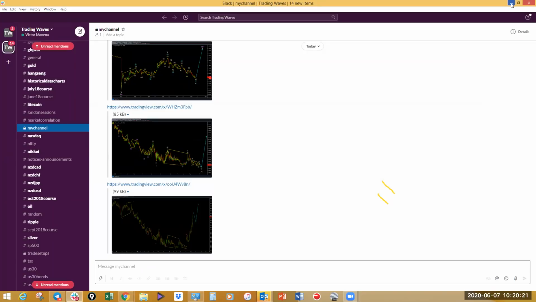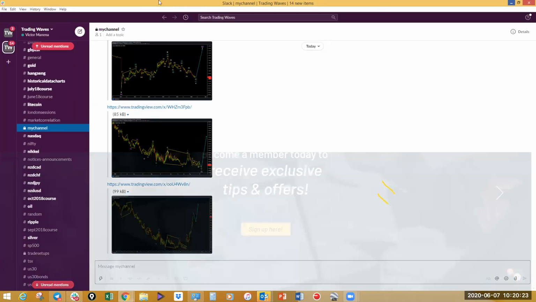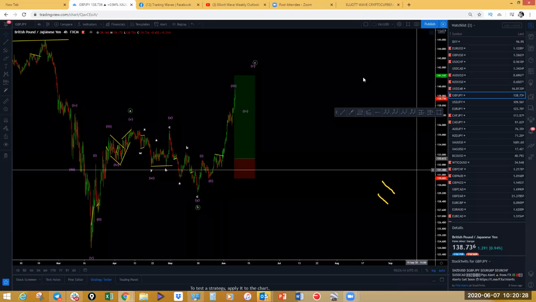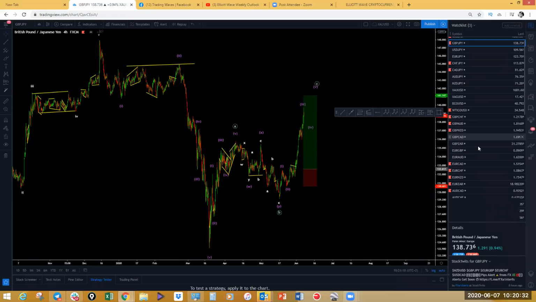Let's now go into the rest of the markets. Let's go through the rest of the market. We'll start with the cryptocurrencies. Cryptocurrencies are currently just going sideways.